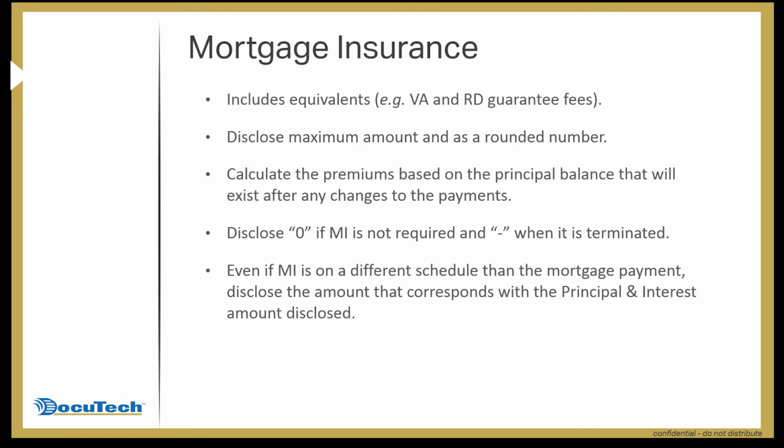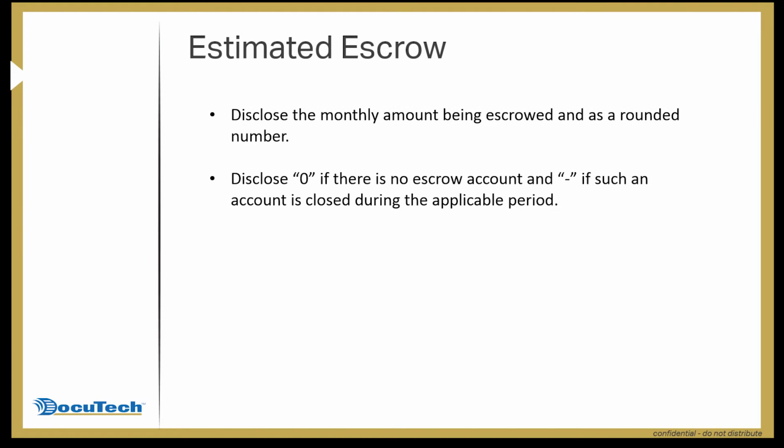Okay, Amanda, turning to estimated escrow, would you mind taking that? To disclose the estimated escrow, disclose the monthly amount the consumer will pay into escrow as shown in our table. Make sure to disclose this number as a rounded number. Disclose 0 if there will not be an escrow account, and disclose a hyphen if there will be an escrow account but it will be closed during the applicable periodic payment.